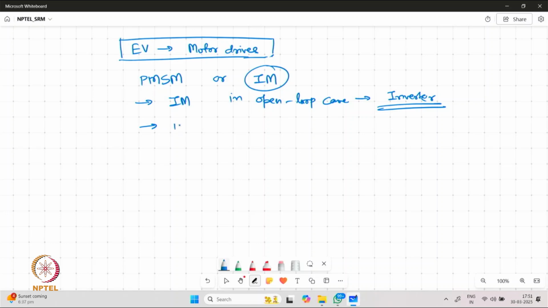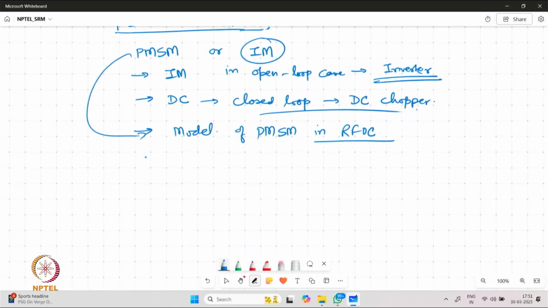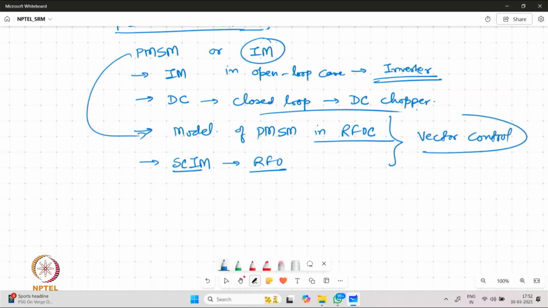We have also seen, because the DC machine many a times gives the foundation for understanding control, the closed loop control of the motor drive. So we have seen the closed loop control through a DC chopper. Going on, we have further established the model of PMSM in the rotor flux oriented frame of reference, and the same is extended for the induction machine. In particular, we have seen the case of the squirrel cage induction machine, and the vector control for both the machines is done over here.